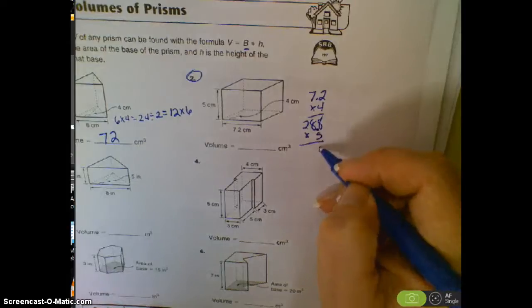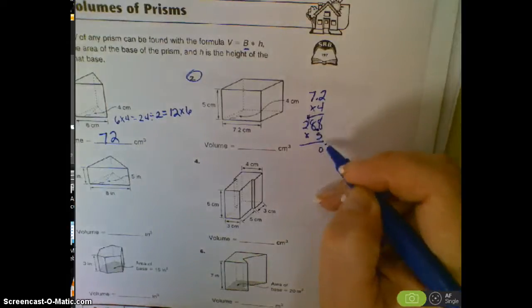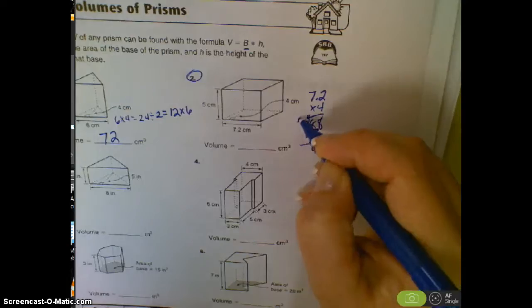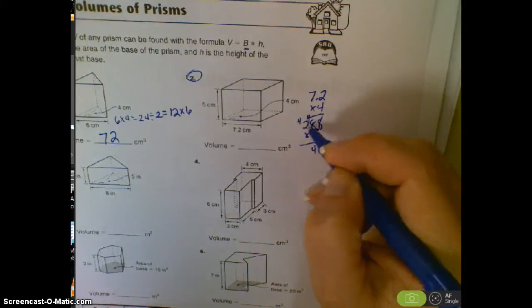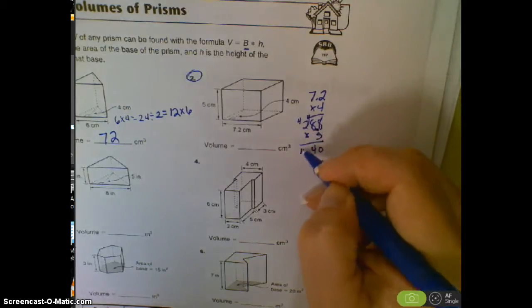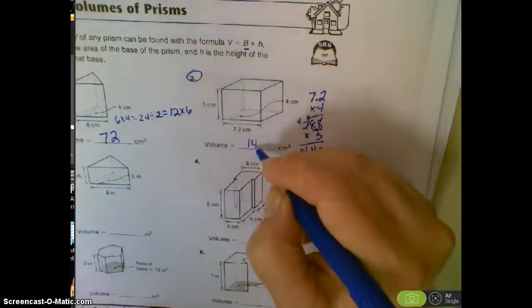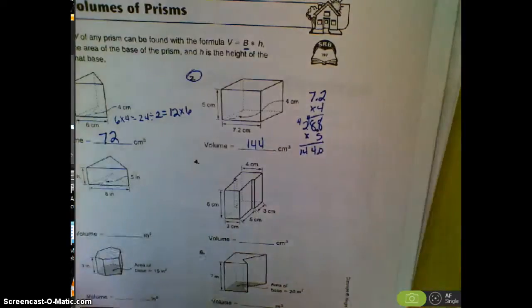8 times 5 is 40. Carry your 4. 8 times 5 is 40 plus the 4 makes it 44. Carry our 4. 5 times 2 is 10. Plus another 4 is 14, and now we'll look at that one place value and we'll put it back over here, and we get 144 for the volume of that one.